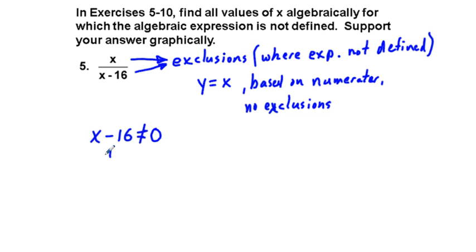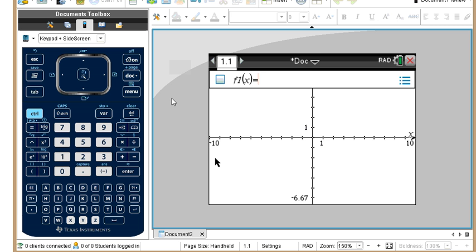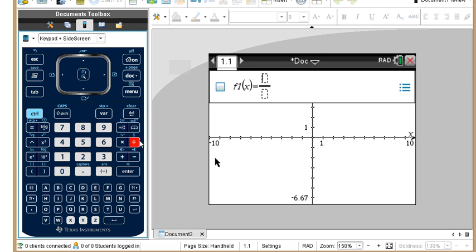And to solve this inequality, we add 16 to both sides. And adding 16 to both sides, x cannot equal 16. But we are being asked where the expression is not defined. So our answer is going to end up being x equals 16, because that's where this function is not defined. And for the last part, we're to support our answer graphically. We're just going to look at the calculator and put in this function here, x over x minus 16.